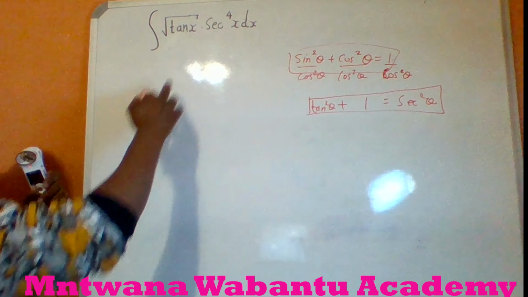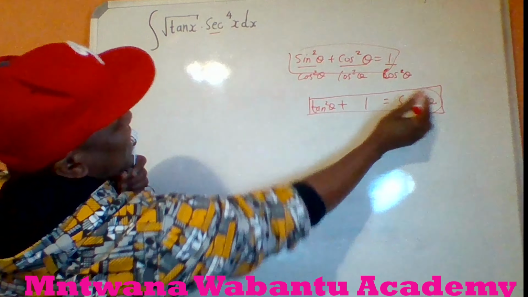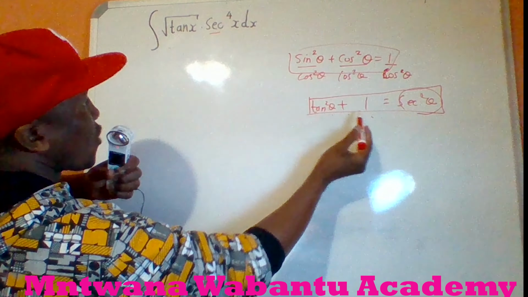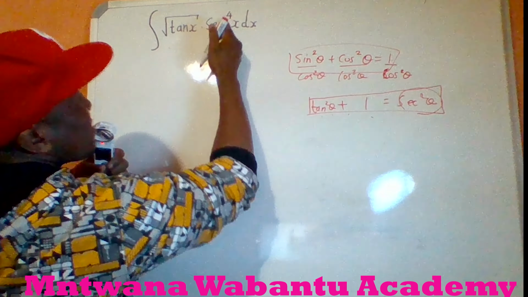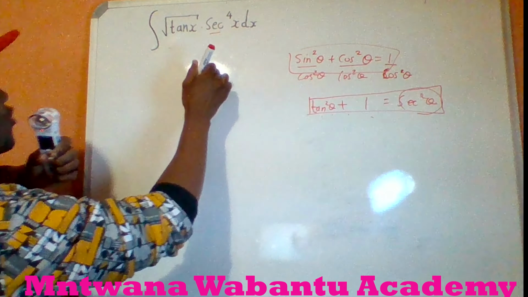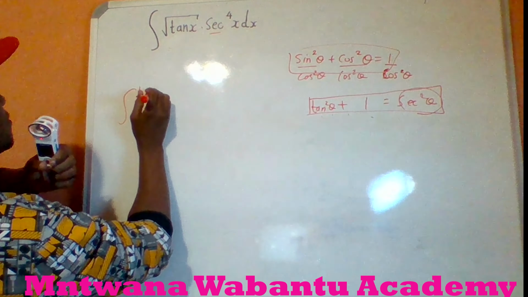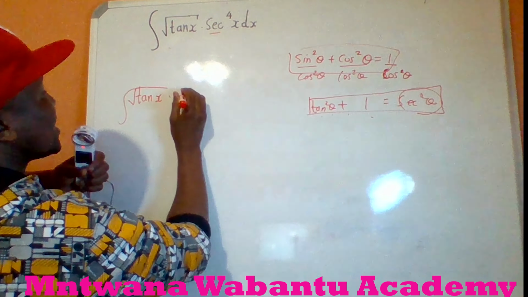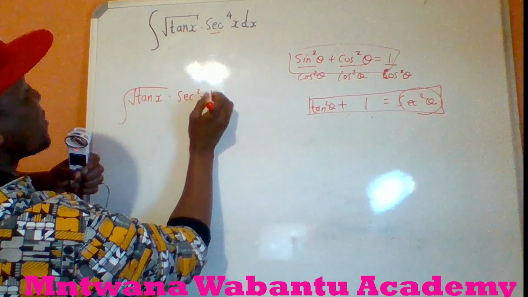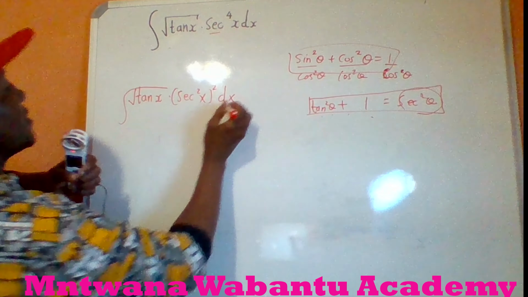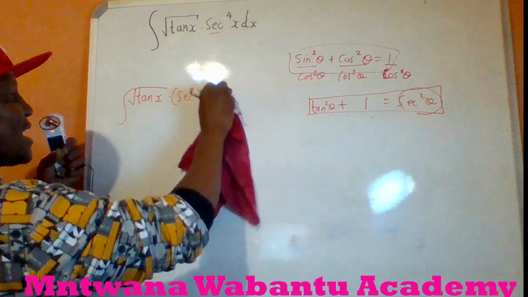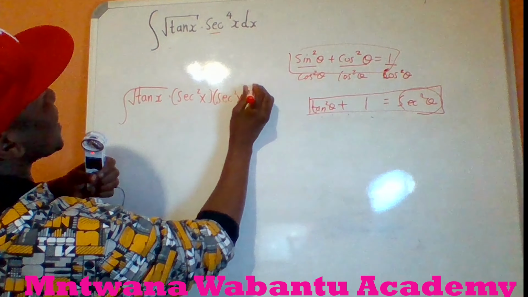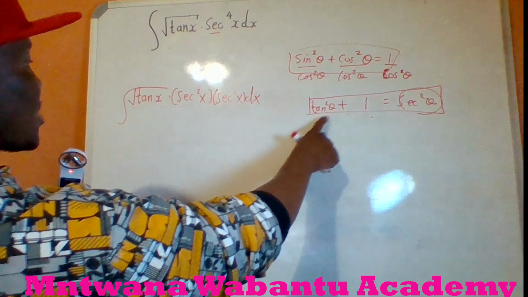Whenever I see sec squared, it equals tan squared plus 1. So now, since it's sec to the power 4, let's make this a sec squared. If I rewrite this, the integral of the square root of tan x, and then this is sec squared of x, but there are two of them, so sec squared times sec squared dx. Why? Because I'm going to substitute tan squared plus 1.